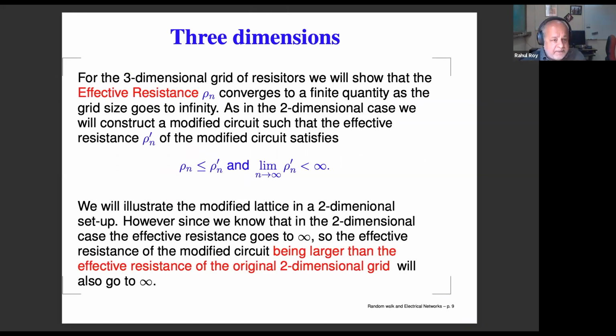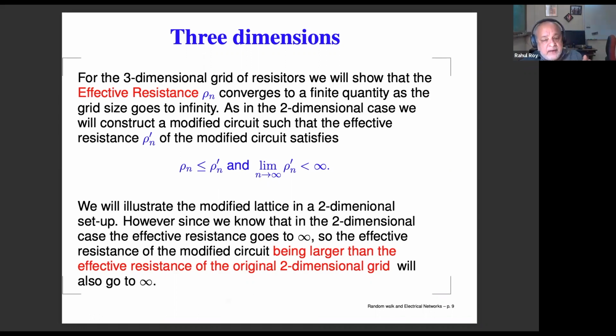What about 3 dimensions? For the 3-dimensional grid of resistors, we will show that the effective resistance rho n converges to a finite quantity as the grid size goes to infinity. As in the 2-dimensional case, we'll construct a modified circuit such that the effective resistance rho prime n of the modified circuit is larger than that of the 3-dimensional grid of resistors, and we'll show that the limit of the larger rho prime n is finite, and hence in the original 3-dimensional grid of resistors, the effective resistance should be finite.